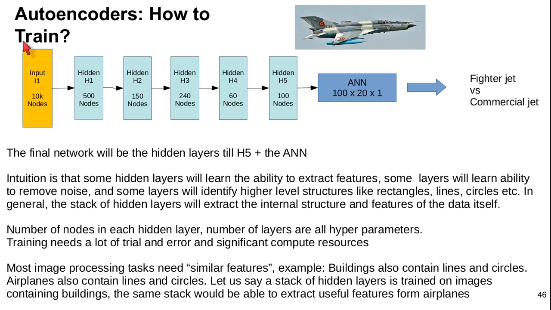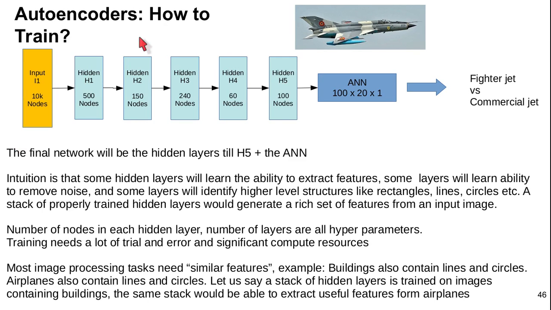This entire architecture would now be able to take an input image which has dimensions of 100 pixels in height and 100 pixels in width. This was the original input that was taken by the input layer I1 of autoencoder A1. The output would be a +1 or a -1. The +1 would indicate that the input image is a fighter jet, and a -1 would indicate that the input image is a commercial jet.